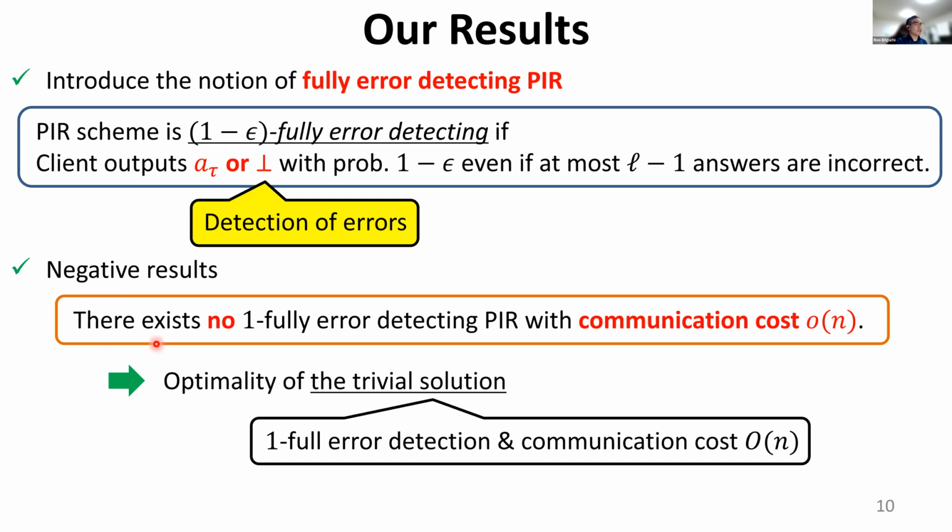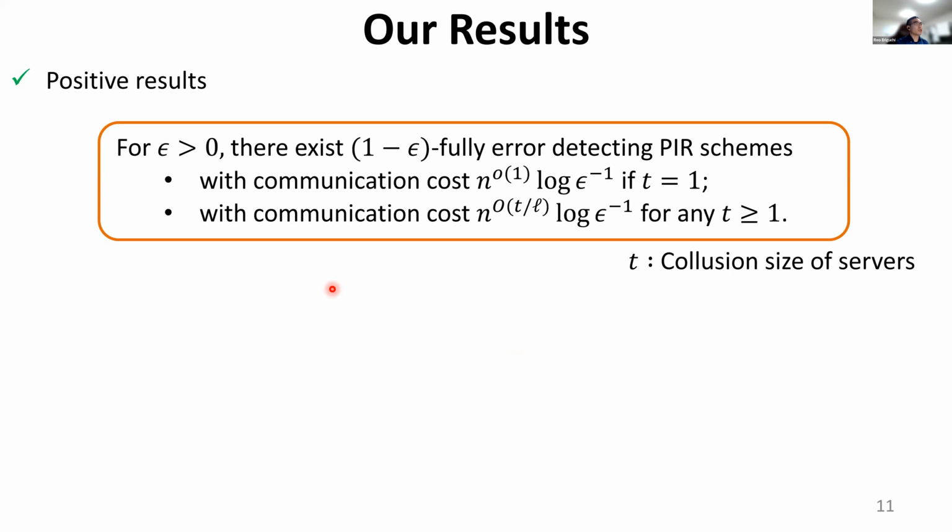We show that there is no efficient solution to realize one fully error detecting PIR, that is, a perfect error detection. Specifically, we show that any one fully error detecting PIR requires a communication cost that is linear in the database size. As a corollary of this result, we can show that the trivial solution, downloading the whole database, is communication optimal, because a client can detect errors with probability 1 simply by checking the consistency of the downloaded databases. Next, we also show a positive result.